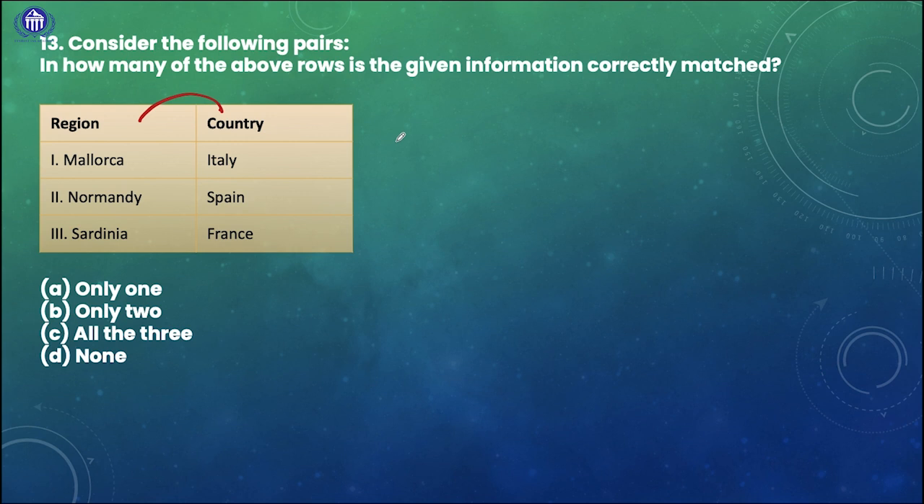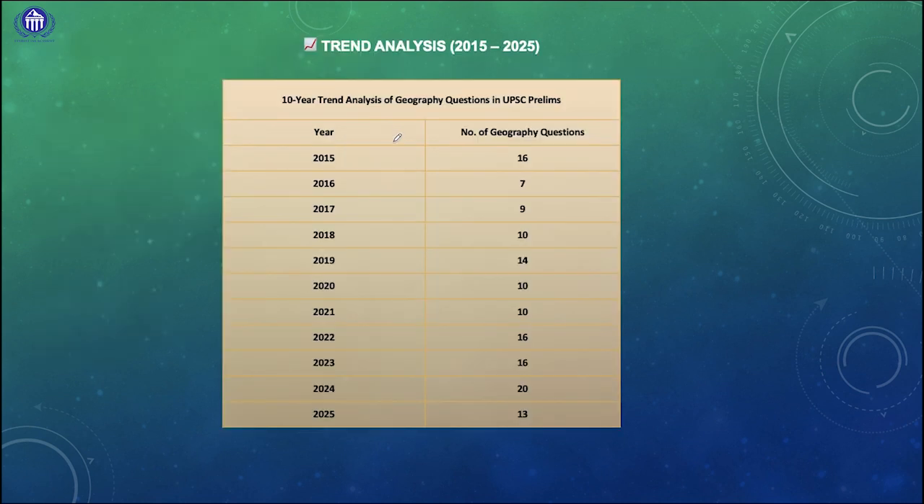That's why I have been telling you there has been a lot of trend change happening in the geography segment, in the mapping segment. Okay students, let's look at the trend analysis. How many questions they are picking from geography, especially in the last 10 years? The minimum number of questions they have asked is 7, in 2016. That is the lowest number of questions asked in geography.